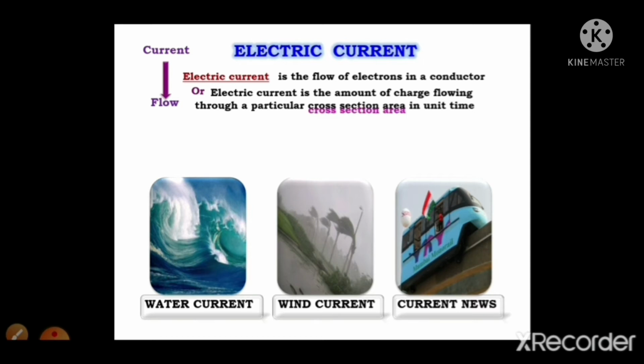What is cross section area? Cross section area means the thickness of the conductor. It depends on whether the conductor is thick or thin; according to that, the electric current will flow. So you can write the definition this way: electric current is equal to the amount of charge divided by unit time. This is how the formula for electric current is made, and this is the definition of electric current.